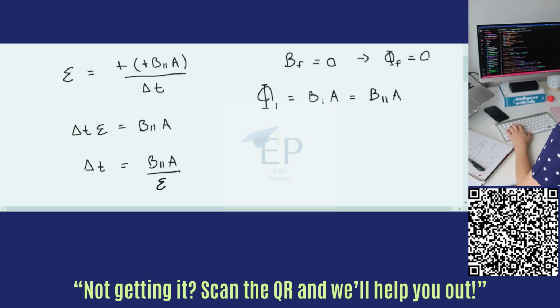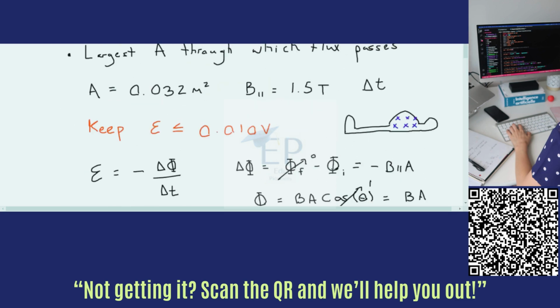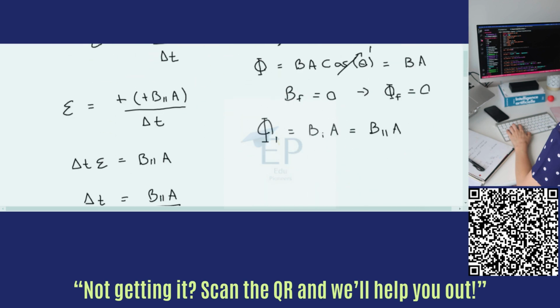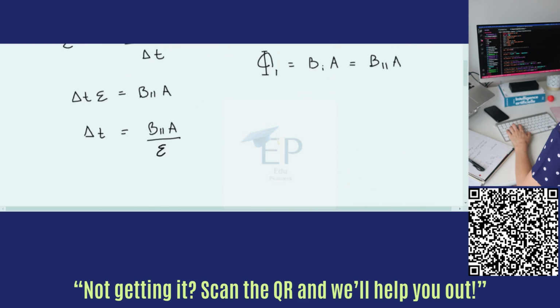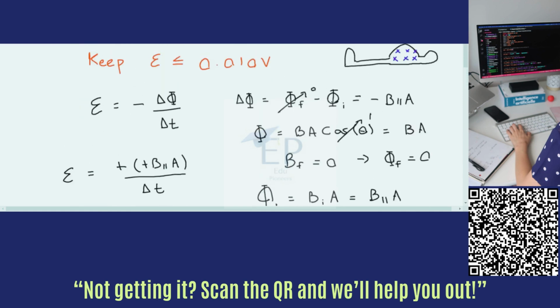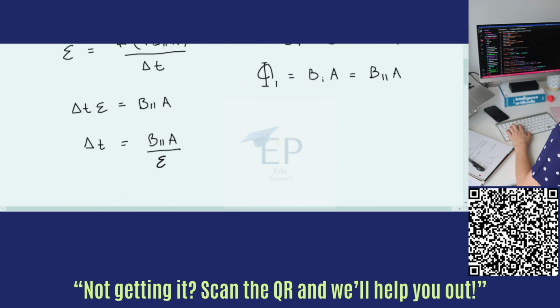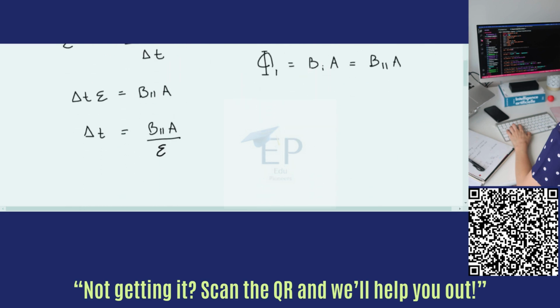So if we solved this right now by using E equals 0.010 volts, we'd be finding the time required to reduce our field to 0 that would generate an induced EMF of 0.01 volts. And if we want it to be any less than that, we want to make sure that this delta t isn't any faster.